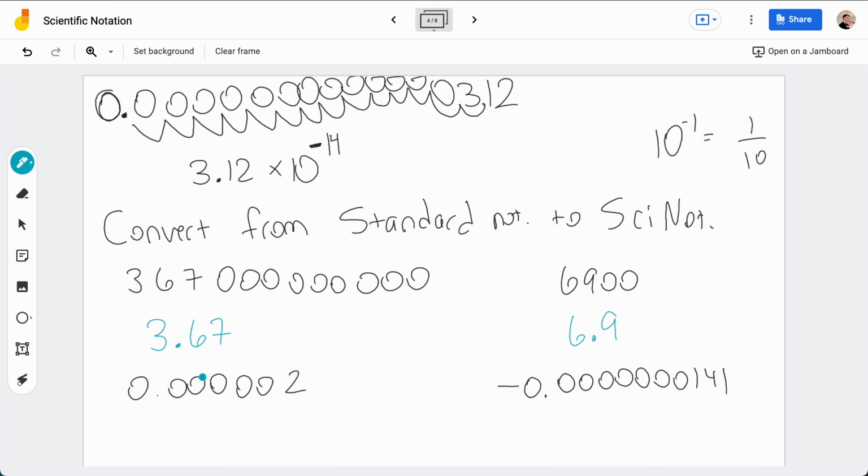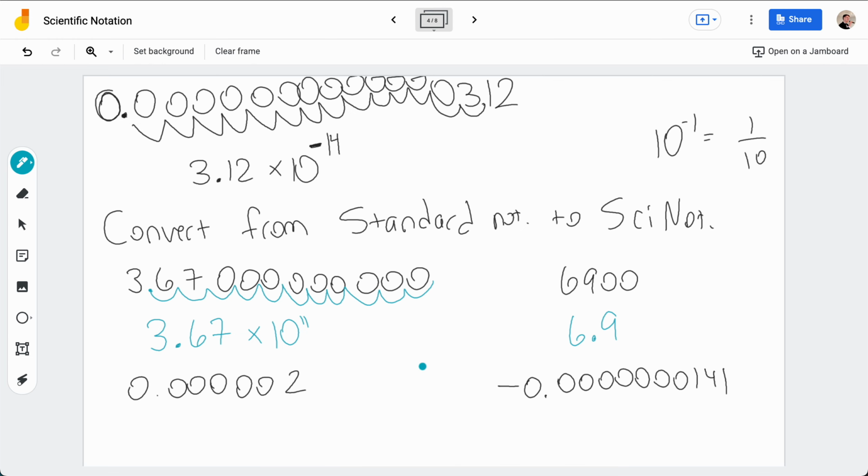So 3.67, how many times do I have to multiply this by 10 to get the number of zeros that I get? Well, if I start with a decimal here, I have to multiply by 10. 1, 2, 3, 4, 5, 6, 7, 8, 9, 10, 11 times. So 3.67 times 10 to the 11th power. That's my scientific notation, right?